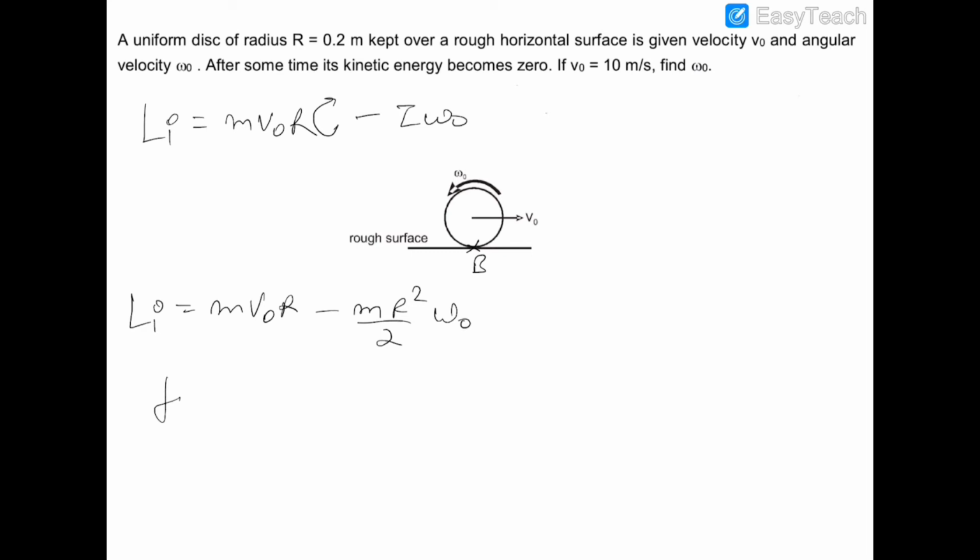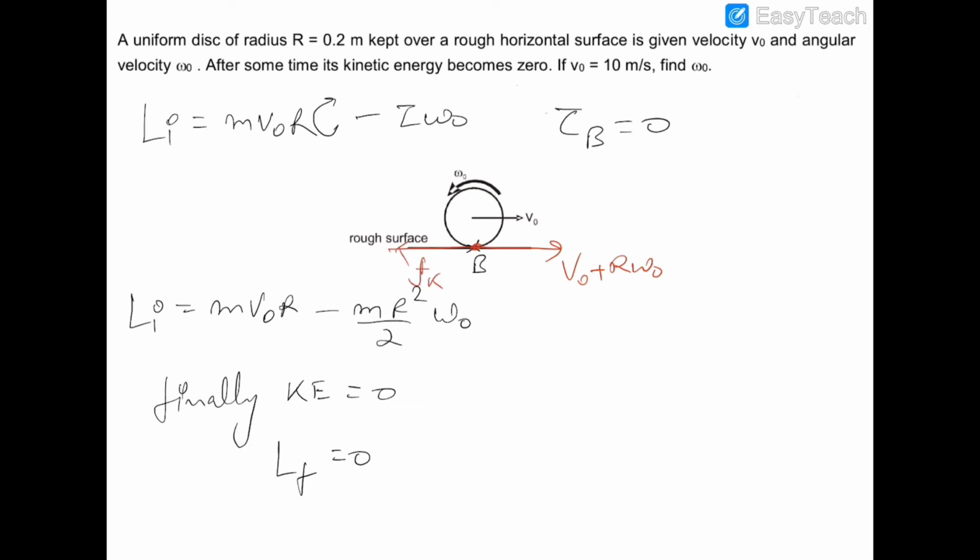So finally, if the kinetic energy of this disk becomes 0, then the final angular momentum will also become 0. So the net torque about point B is also 0, because this point B is slipping, as its velocity is v naught plus r omega naught, and therefore the friction is acting on point B in the backward direction, but this friction is itself passing through point B, so the torque of this friction about point B would be 0. So we can balance the angular momentum about point B.